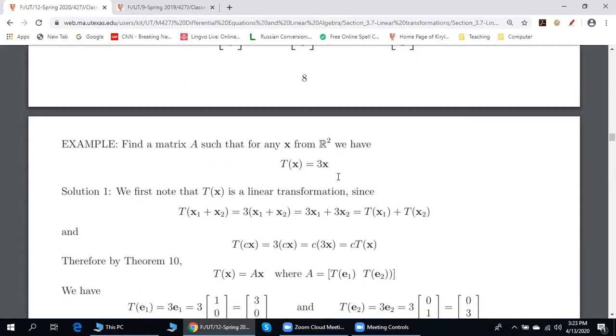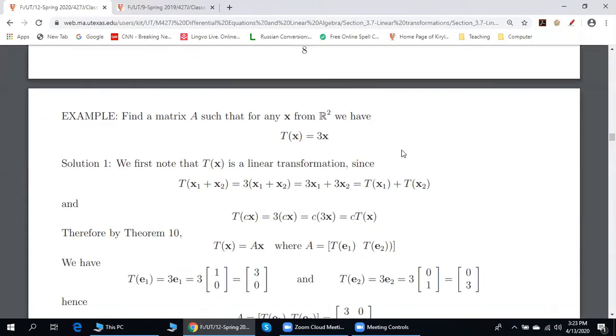First, let us show that this transformation is linear. Well, it's easy to show. T of x1 plus x2 is 3 times (x1 plus x2). We expand parentheses. Now this is T of x1, this is T of x2. In the same fashion, we check property number 2. Therefore, since this transformation is linear, we can apply theorem 10. And by theorem 10, our transformation can be rewritten as matrix times x.